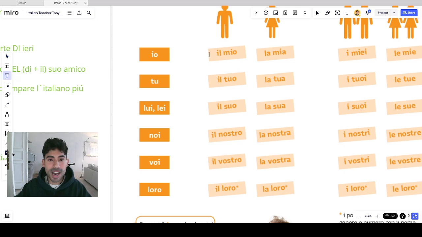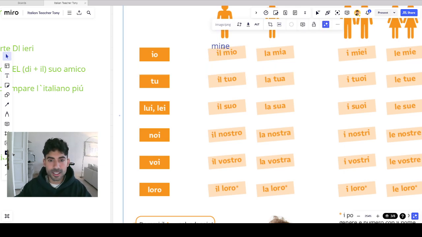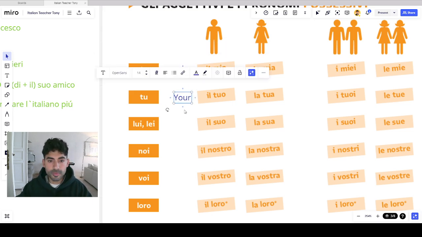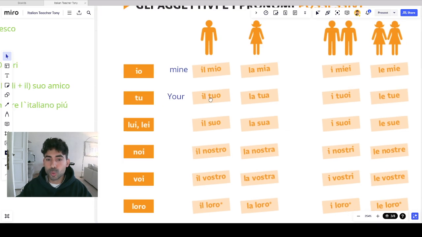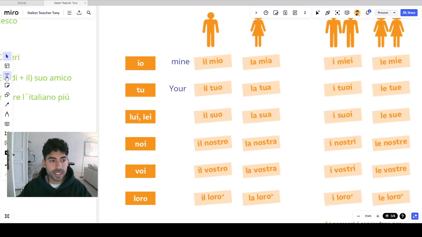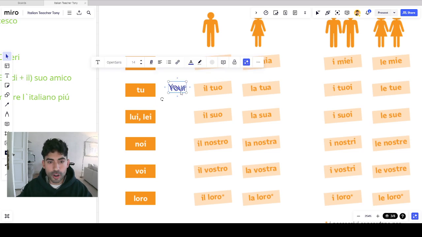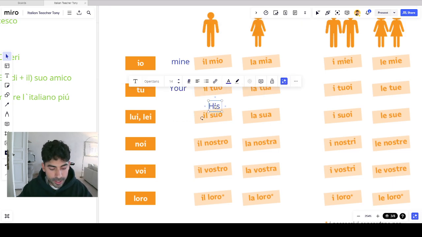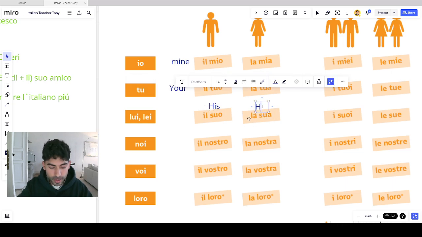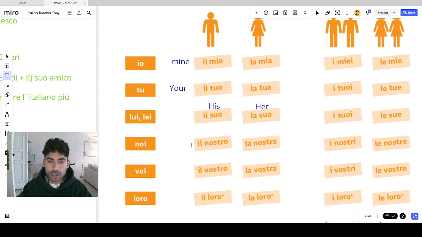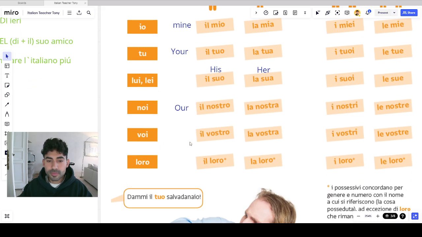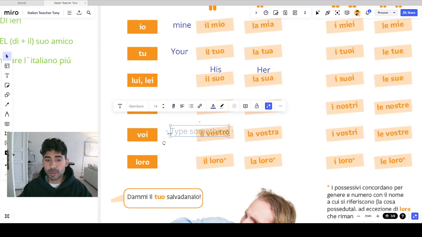If you want to say mine, it's going to be mio for masculine, mia for feminine. If you want to say your, I don't know, your friend, tuo for masculine, tua for feminine. Suo is the equivalent of his, this is for his, il suo, and sua is for her friend. Nostro would be our. Il nostro, la nostra, our. Il vostro, your, but plural.